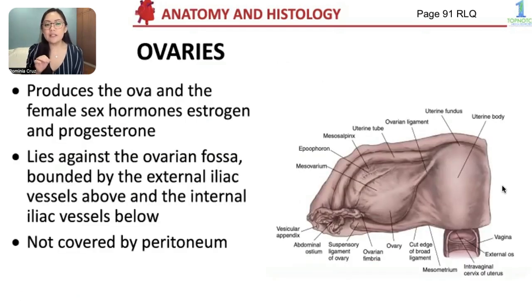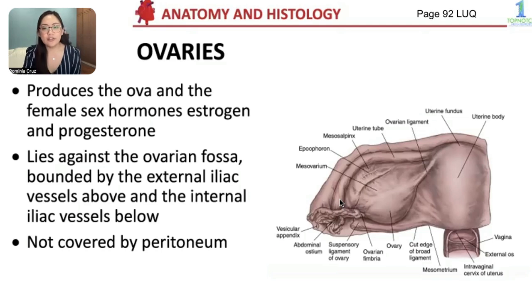The ovary is an oval structure measuring around 4 by 2 centimeters lying against the ovarian fossa, and it is bounded by your external iliac vessels above and the internal iliac vessels below. It serves to produce your female egg cells as well as your estrogen and progesterone. It is not covered by peritoneum, allowing expulsion of your ovum to the fimbriated end of your uterine tubes. Okay? So it's not covered by peritoneum.